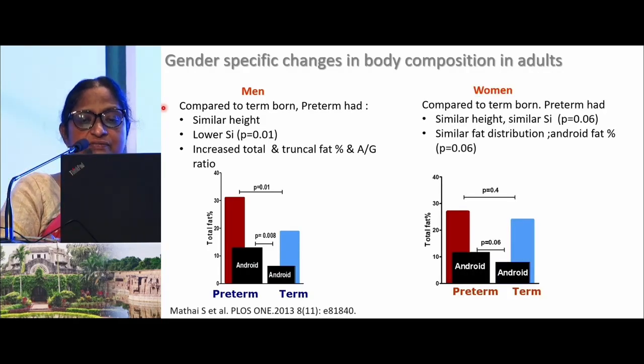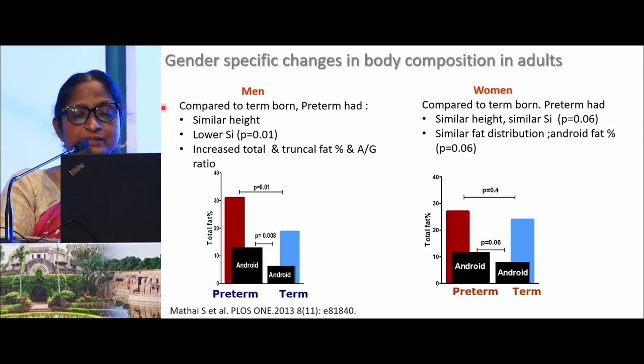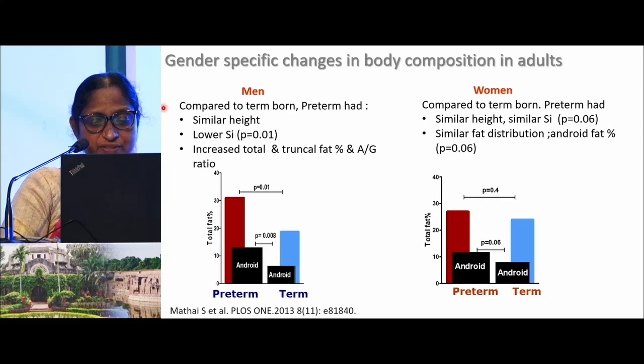In contrast, the women who were born preterm had attained a similar height. The insulin sensitivity as compared to the term-born women, the p-value reached only 0.06, and they also had similar fat distribution.